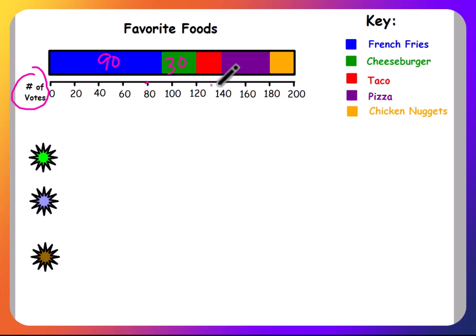30. From 120 to 140 would be 20. From 140 to 180 would be what? 40. And from 180 to 200 would be 20. Okay, so now that we know how many people chose the different favorite foods, we can answer our questions.